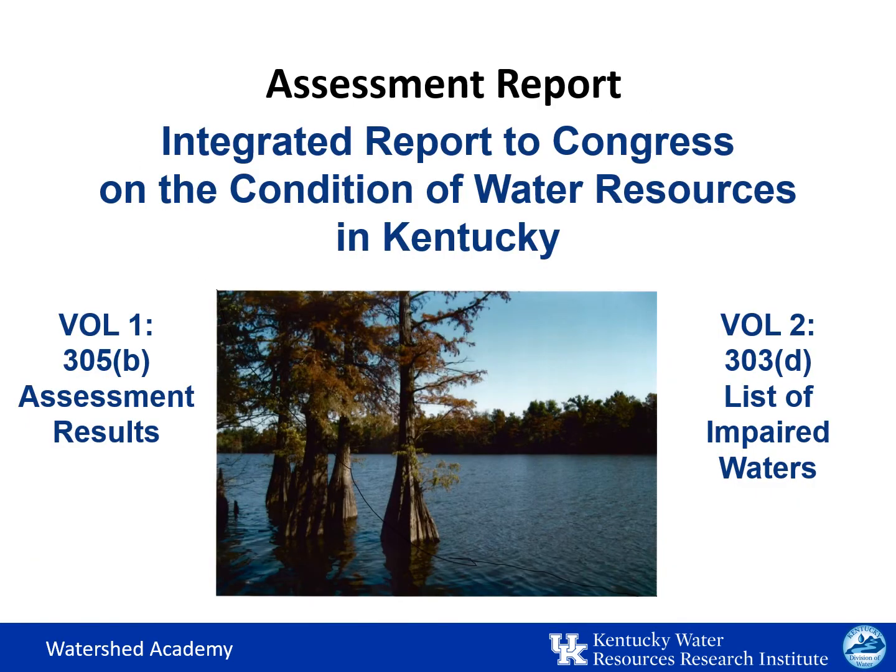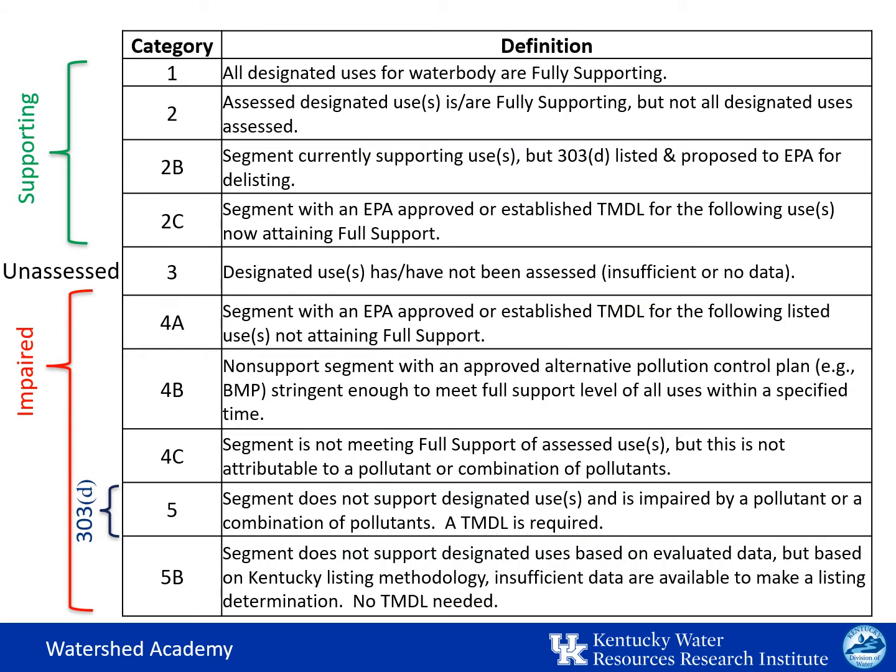Water quality assessments are summarized in a report to Congress, which is required every 2 years. Kentucky now uses a combined or integrated report that includes satisfaction of the 305B requirements to report water quality assessment findings and the 303D requirements to submit a list of water bodies that do not meet associated water quality criteria. The 305B report includes a list of all water bodies that have been assessed for one or more designated uses.